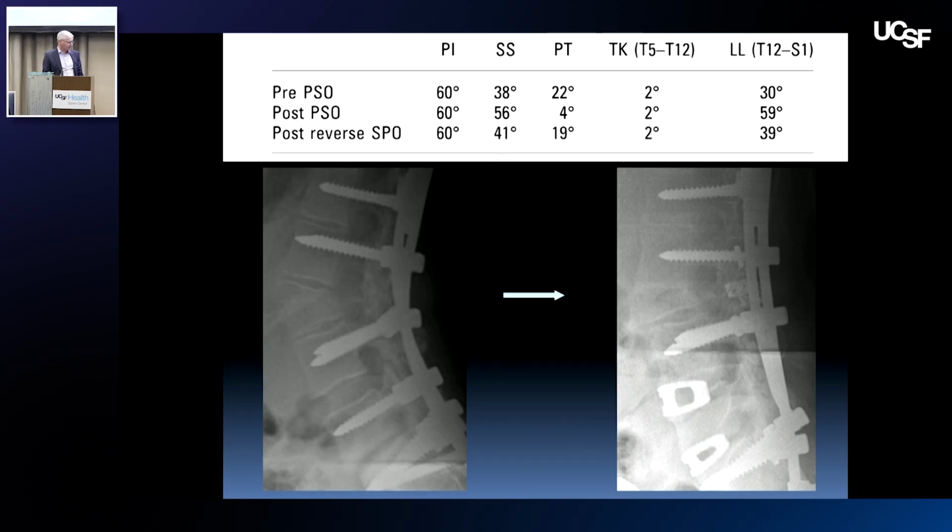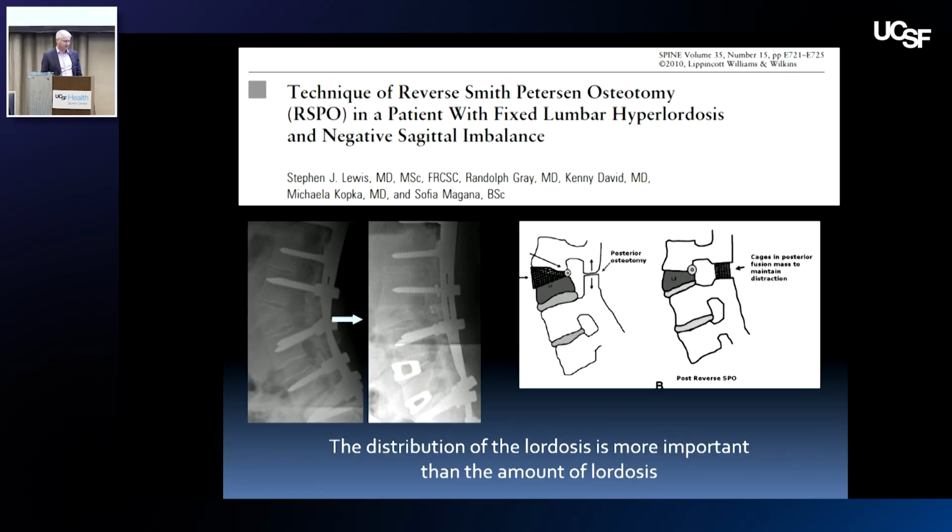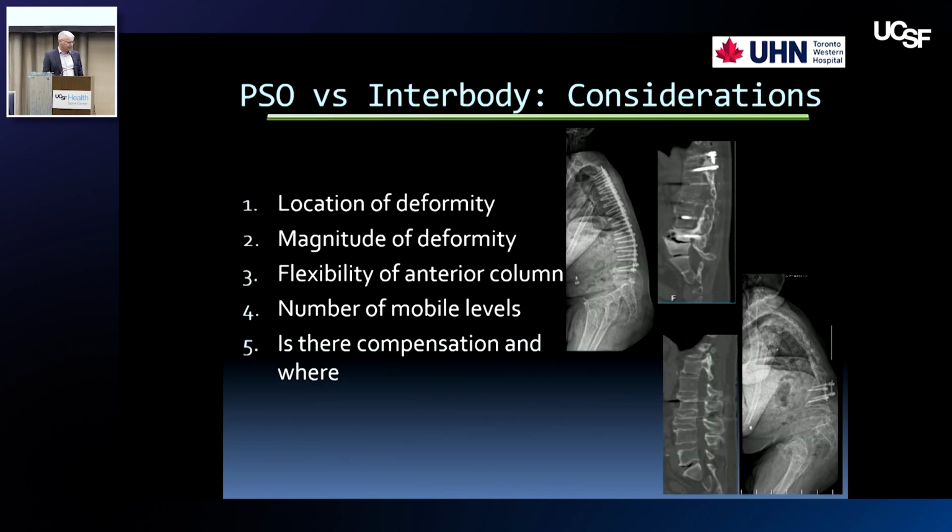We published her case report in 2010, I think, but it really had a big impact on me, knowing that doing the osteotomy in the right spot is just as important as really understanding the overall alignment. So when do you do a PSO? When do you do an interbody?